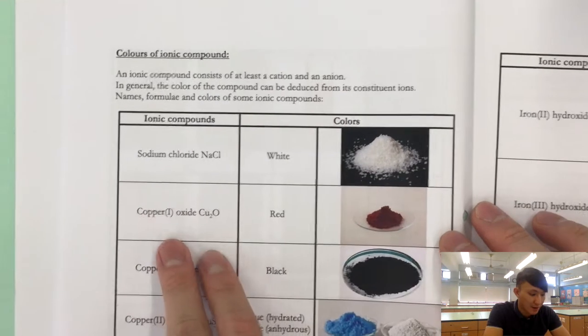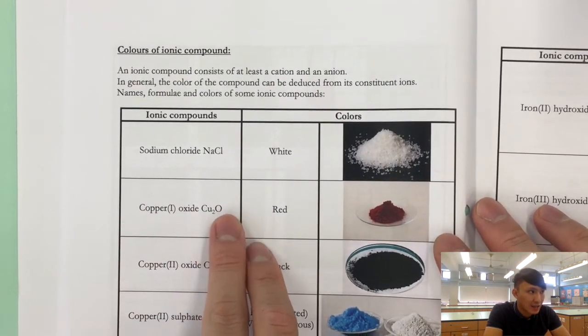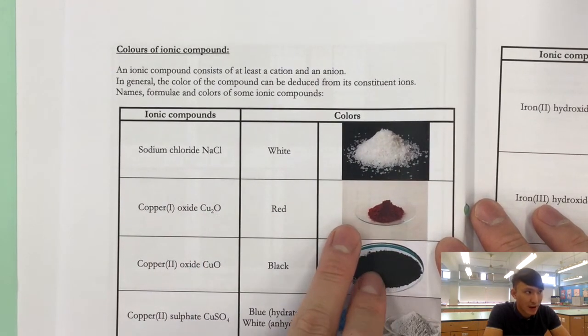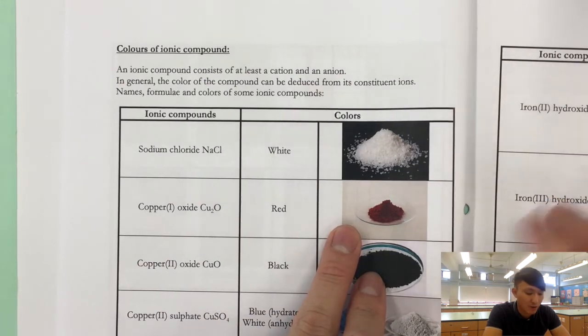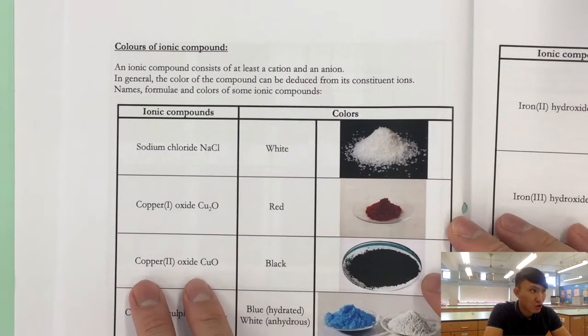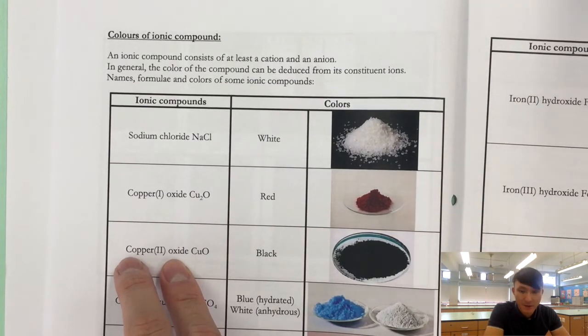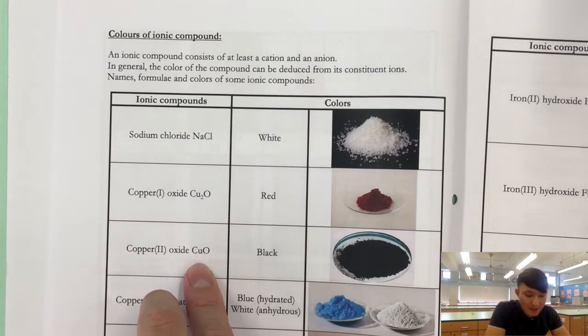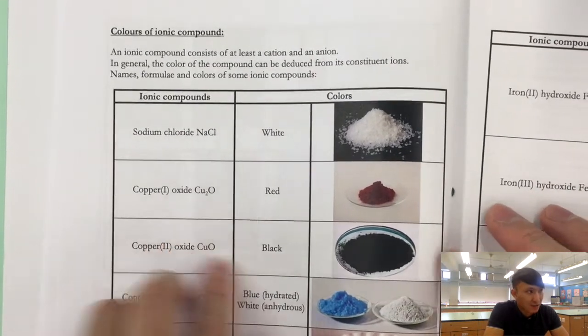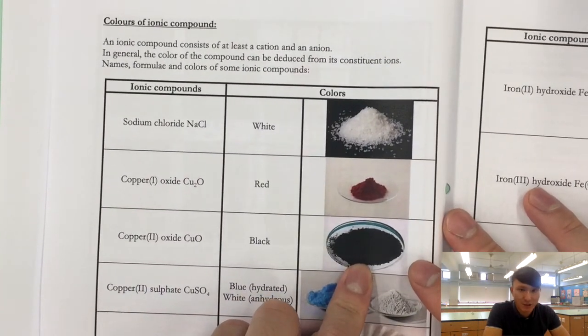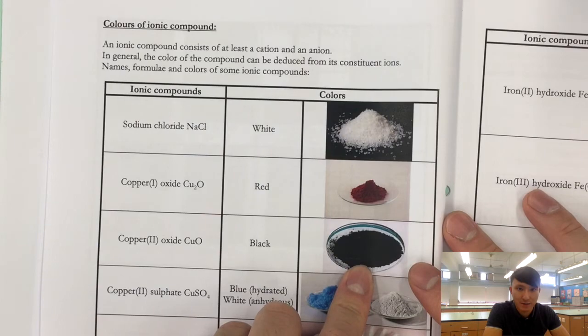Now here, copper(I) oxide. This one you perhaps need to memorize. Copper(I) oxide has a red color. Copper(II) oxide: even though copper(II) ions in aqueous state are blue, and oxide is colorless, when they come together, they become black. This is an example that you might have to memorize.